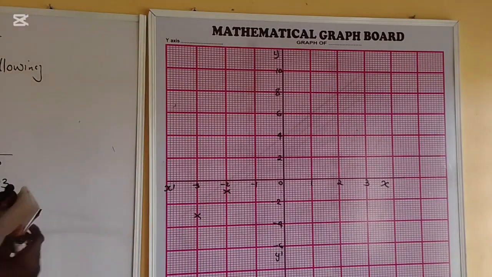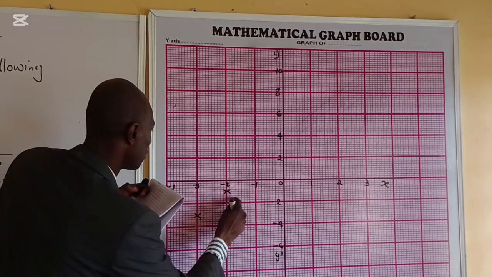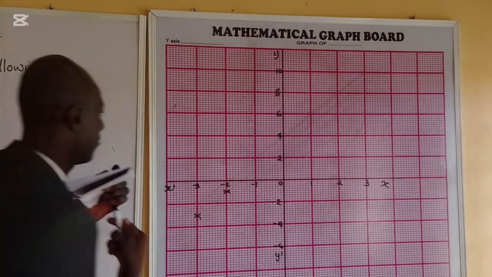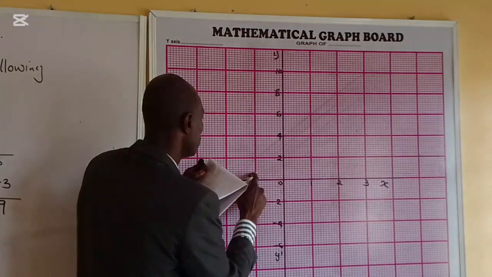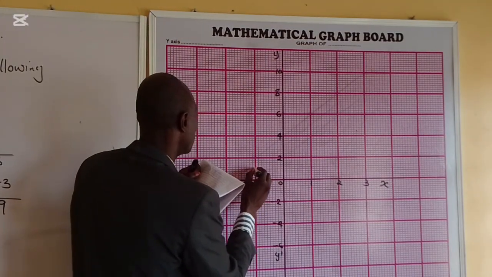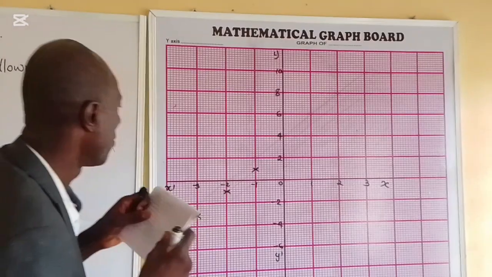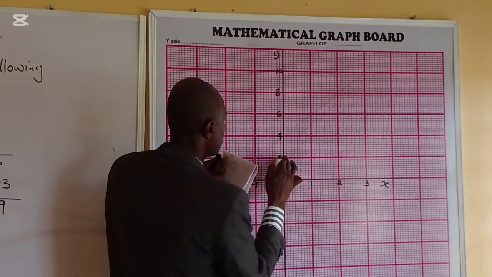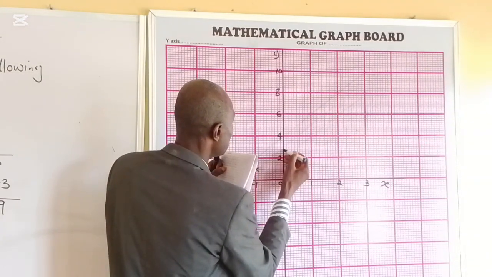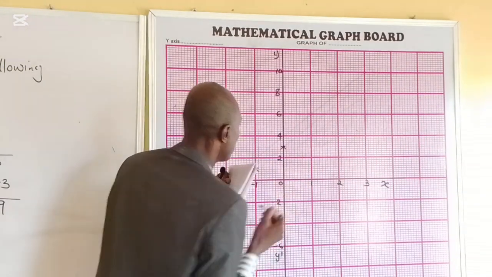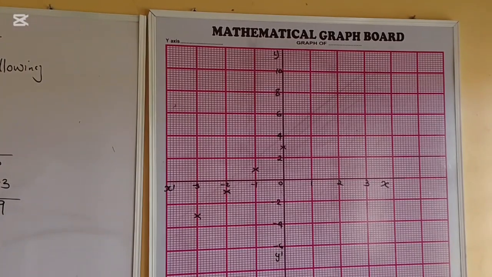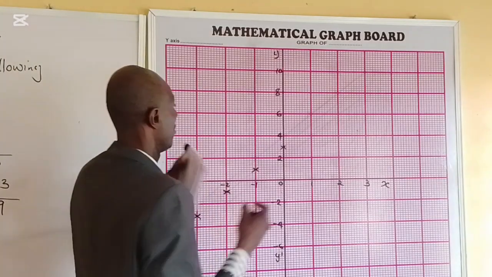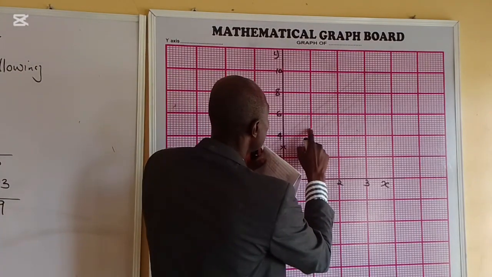Now, 1, 2, 3, 4. Okay. When x is minus 1, y is 1. I assume you have copied it. When x is 0, y is 3. Here is 2. 1, 2, 3, 4, 5. That is my 3. When x is 1, y is 5. 4. 1, 2, 3, 4, 5.